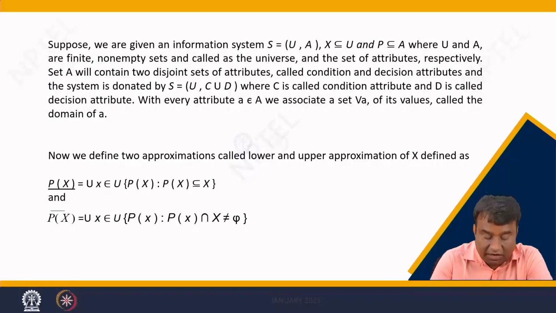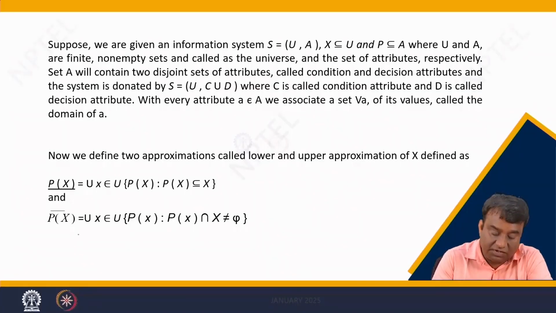So we know the lower approximation and upper approximation. Suppose we are given an information system that is U and A. So A is the set of attributes, U is the set of objects, and this is the information table, which is the set of objects and a set of attributes with decision. So C is called conditional attribute, D is the decision attribute.